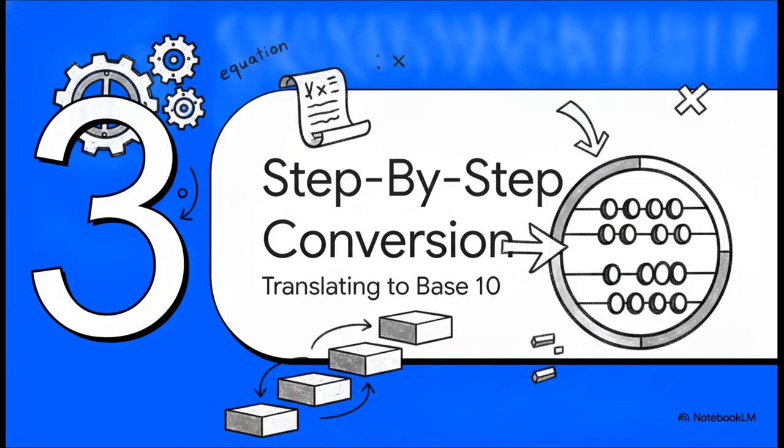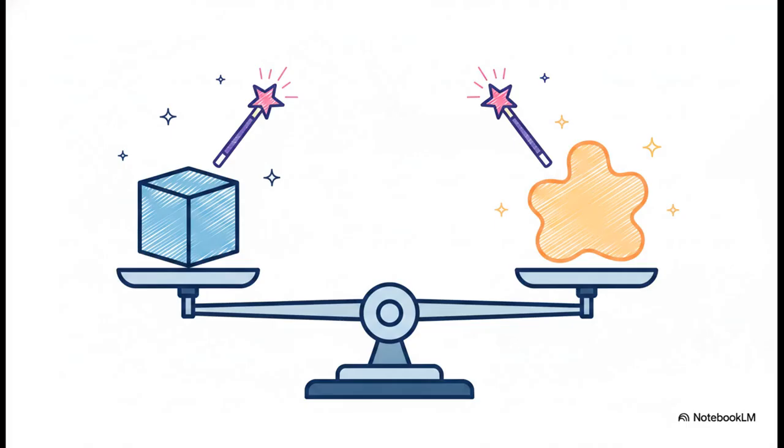Section 3, step-by-step conversion. So we have two distinct parts to deal with here. The left side is 21 base 5, and the right side is 14 base x. Notice how we treat the known base, which is 5, versus the unknown base, x. And actually, here's the amazing secret to algebra. You don't treat the unknown x any differently than the known 5.